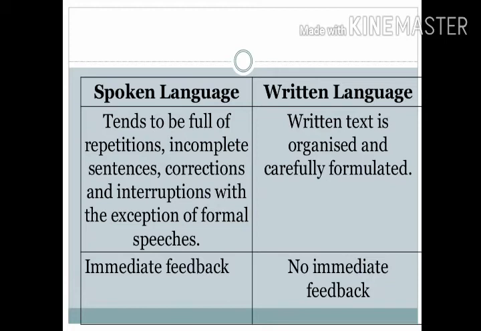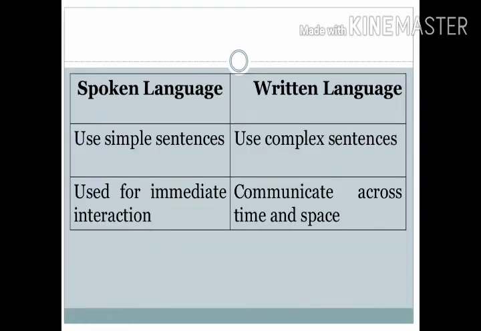Again, writers receive no immediate feedback from their readers except in computer-based communication. But the speaker can monitor the effects of what he or she is saying and modify the speech in line with listeners' understanding. Spoken language uses simple sentences connected by a lot of ands and buts. But writers use more complex sentences with connecting words like however, therefore, and in addition to.